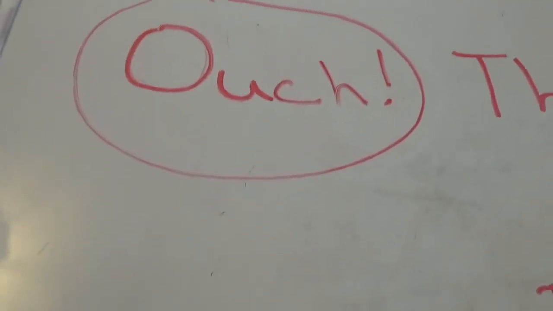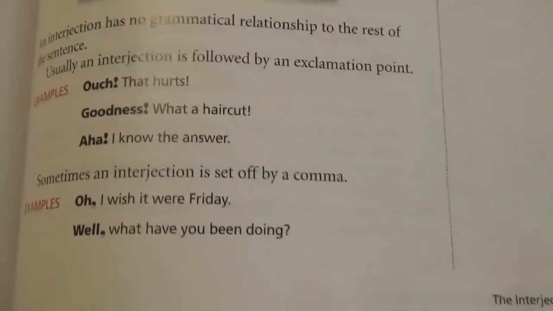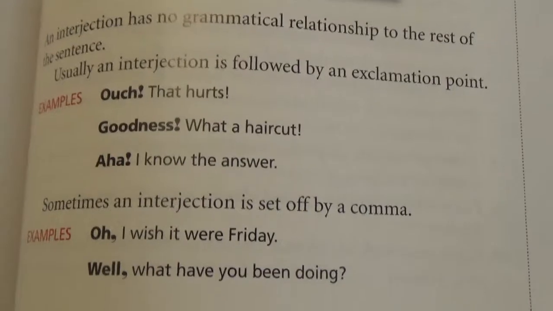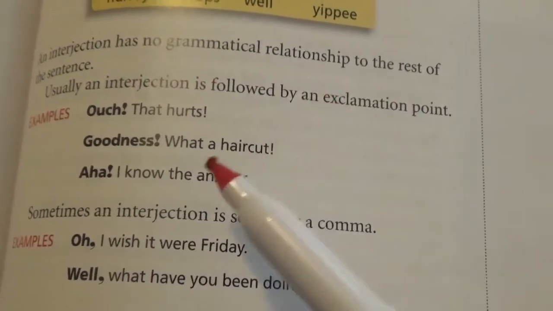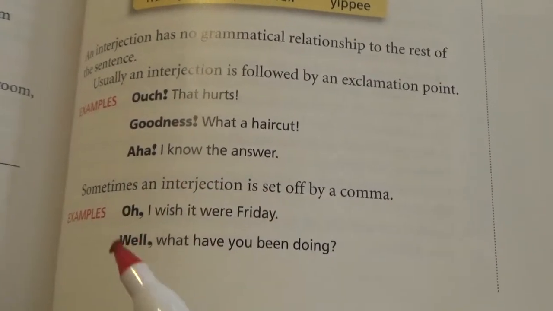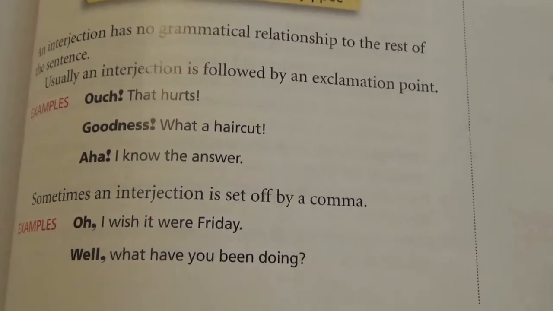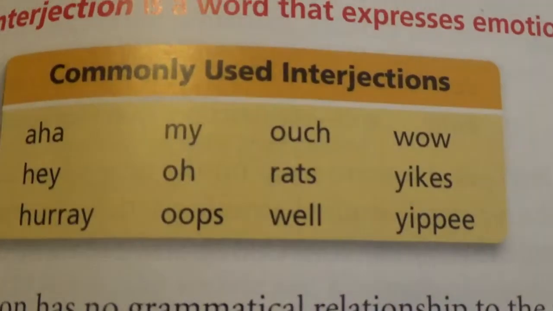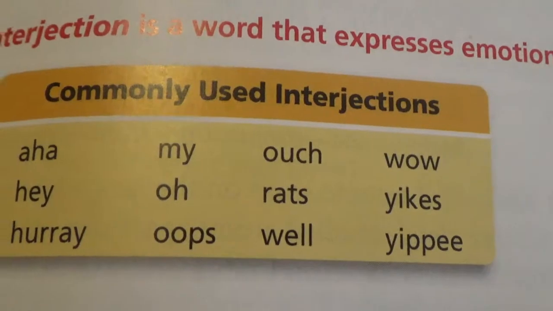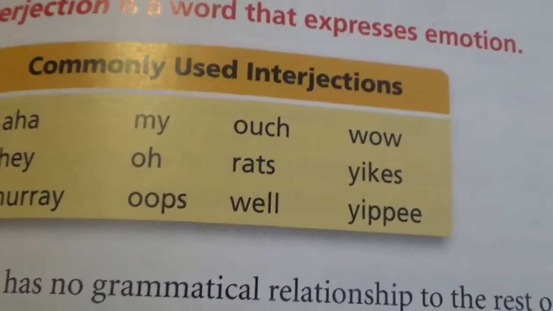Often it is followed by an exclamation mark, and I'm going to show you in this textbook that I have some examples of interjections. We have, ouch, that hurts, like the sentence we just did. Goodness, what a haircut. Aha, I know the answer. And sometimes it's set off by a comma. Oh, I wish it were Friday. Or, well, comma, what have you been doing? And here are some commonly used interjections. Aha, hey, hooray, my, oh, oops, ouch, rats. Well, wow, yikes, and yippee.